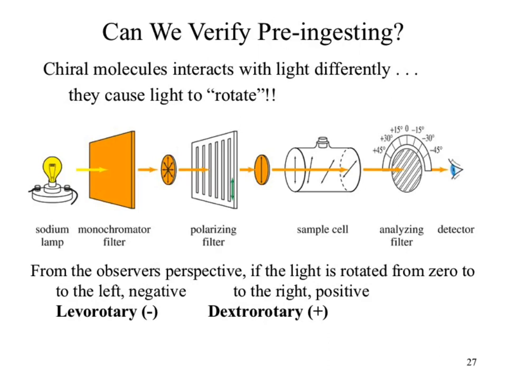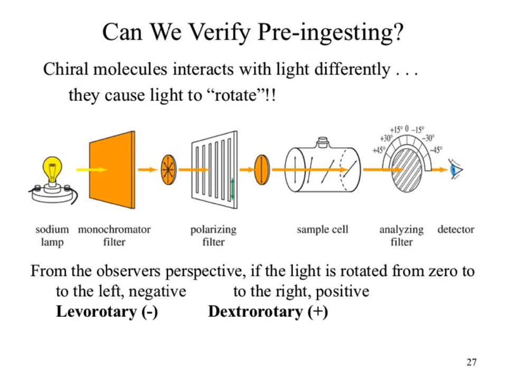Okay? The big point out of this is that every sample, or every chiral sample, will rotate light. Okay? So let's say we encounter a sample that rotates light to the left. What happens if I take the enantiomer?